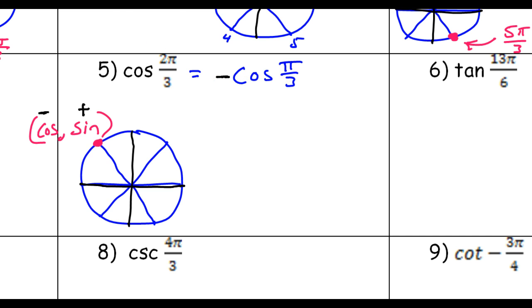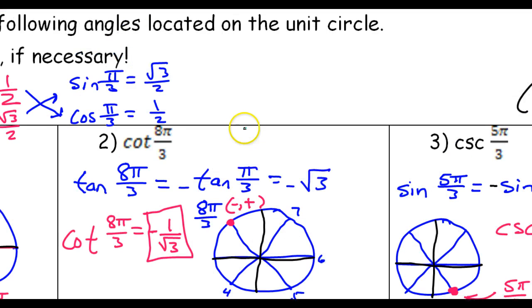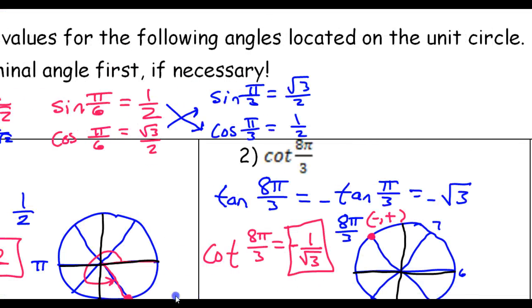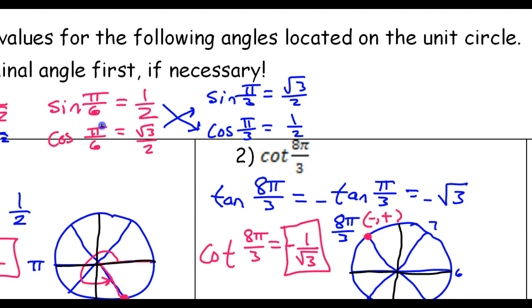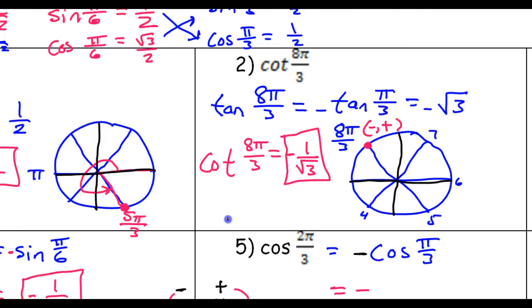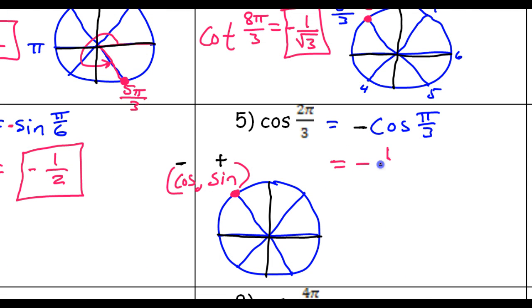Okay, now, cosine pi over 3 is not one of the three values that we memorized, but we memorized the sine of pi over 6, and we learned that that'll be the same thing as the cosine of pi over 3 because these two switch. So cosine pi over 3 is 1/2. So we have negative 1/2 will be the answer.